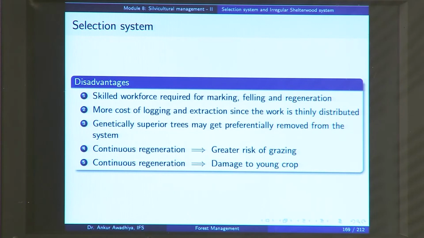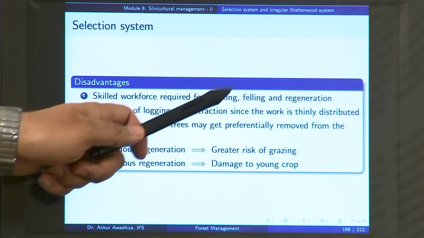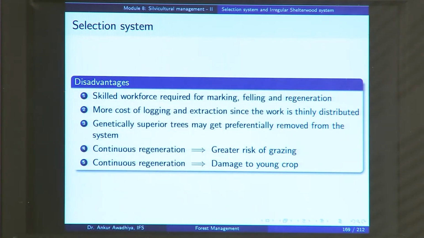However, you also have certain disadvantages. You require a skilled workforce for marking, felling and regeneration operations, because your workforce needs to be trained on measurement of these trees, on the enumeration of these trees. So, they need to maintain data about at what location, what species of tree is available, what is the diameter of that tree, what is the height of that tree, what is the GPS coordinate of that tree. So, if you require such sorts of information to maintain your forest in an ideal selection state, then you will have to impart training to the workforce.